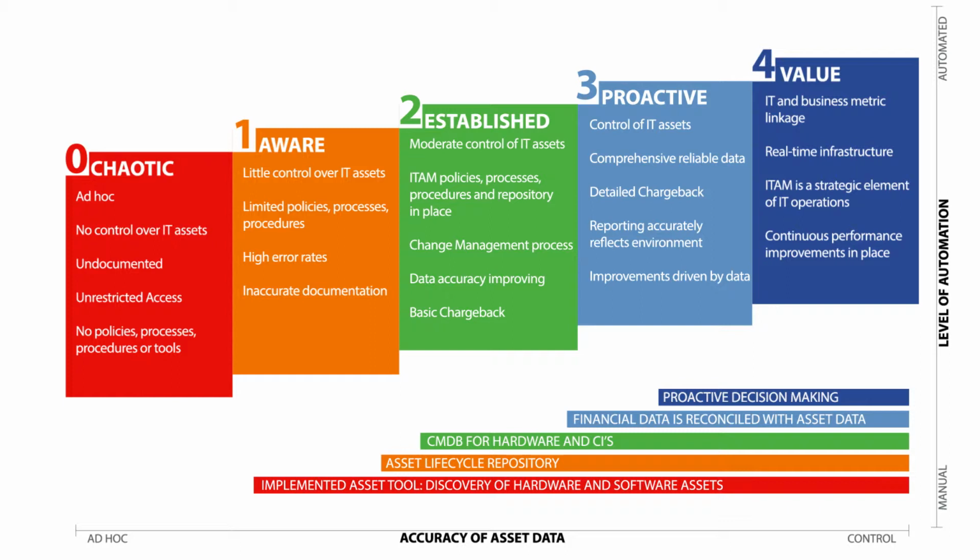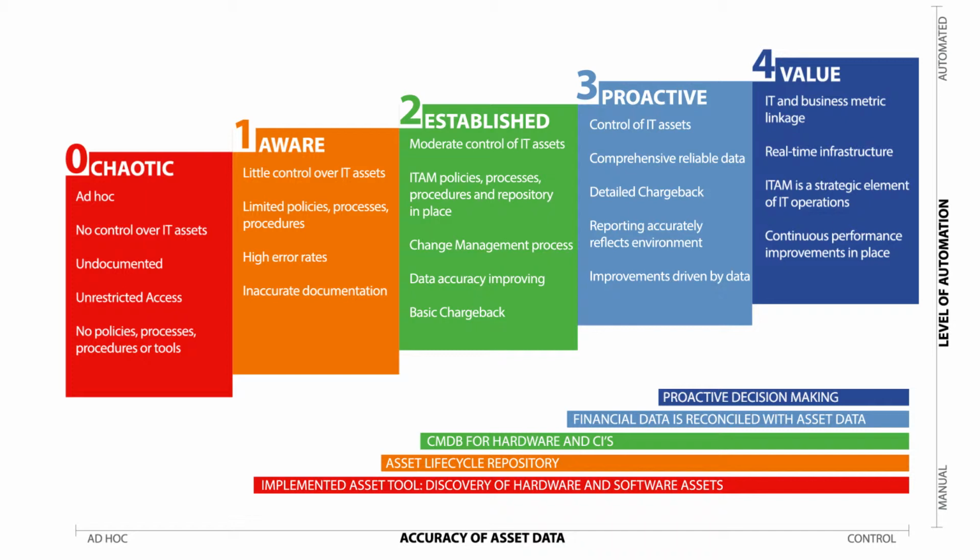Our data accuracy is improving, and we're starting to be able to do basic chargebacks inside of our environment. As we move into the proactive stage, we can actually start to marry our financial data with our asset data. We start to gain a level of control over our IT assets. We have comprehensive, reliable data. We're able to do detailed chargebacks inside of our environment, and improvements are driven by data versus impulse.